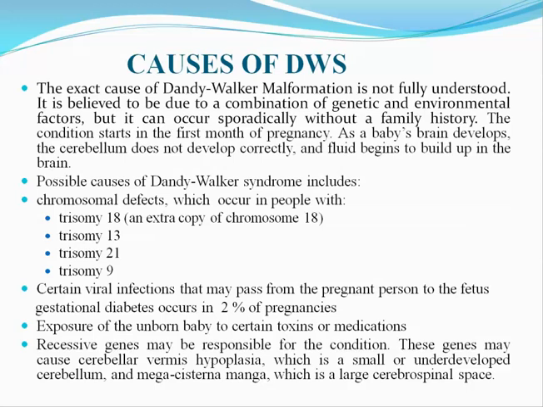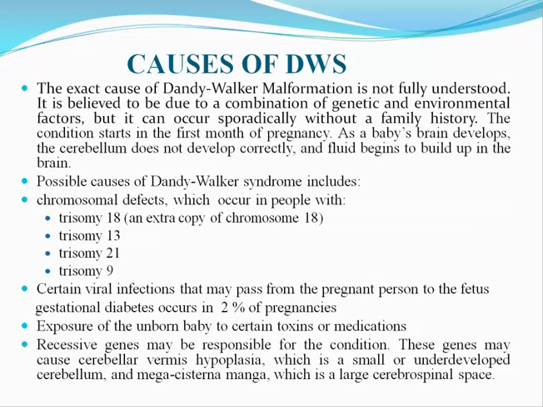The possible causes of DWS include the following: chromosomal defects, which can occur in people with trisomy 18, trisomy 13, trisomy 21 and trisomy 9; certain viral infections that may pass from the pregnant person to the fetus; gestational diabetes, which occurs in 2% of pregnancies; exposure of the unborn baby to certain toxins or medications; and recessive genes may be responsible for this condition.